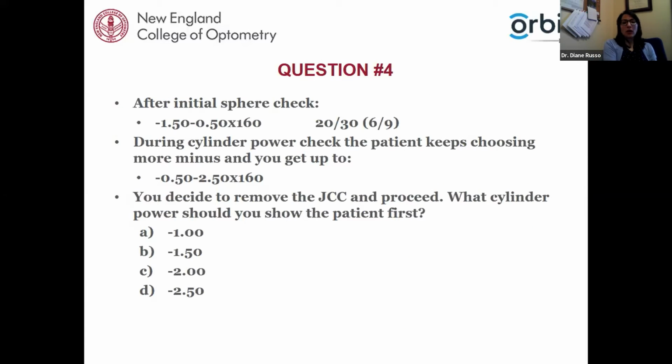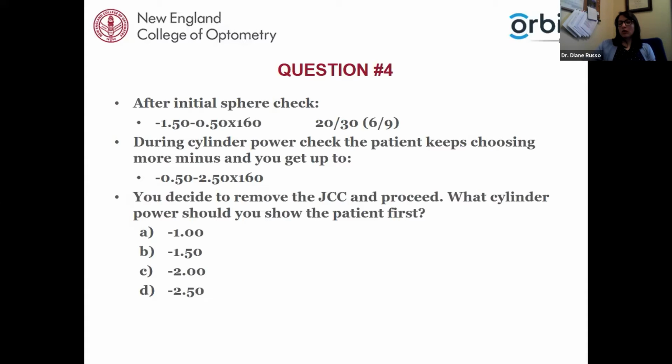So here's our last question. If you're going through this process after the initial sphere check, this is the refractive finding that you get, and the patient's acuity is 20/30. During the cylinder power check, the patient keeps choosing that minus, more minus, more minus, more minus, and you get up to this power, the -2.50. So you decide to remove the JCC and proceed with the testing from there. What power should you show the patient first? What cylindrical power should you show the patient to start with?